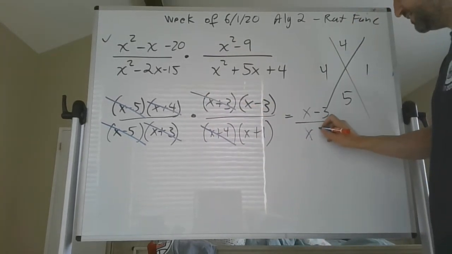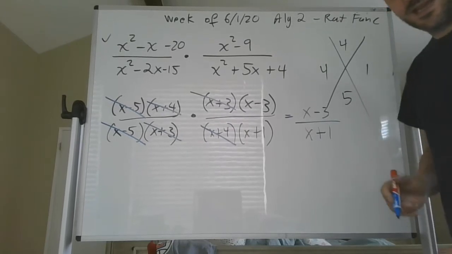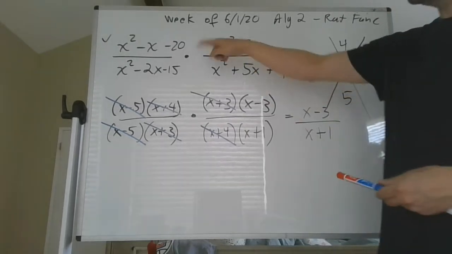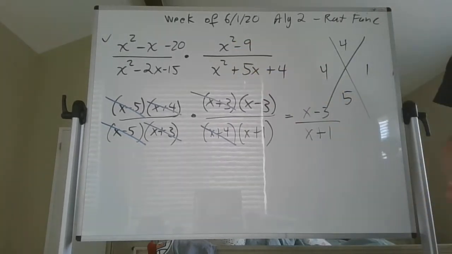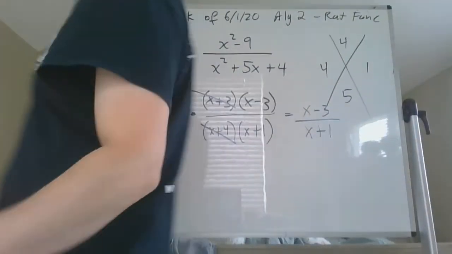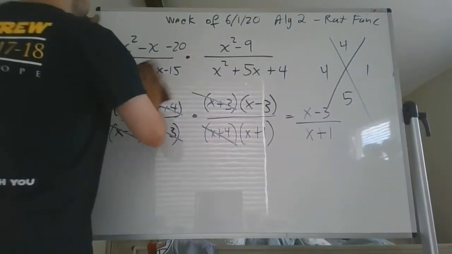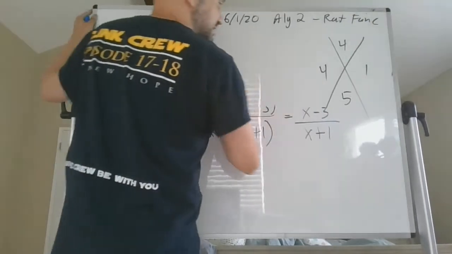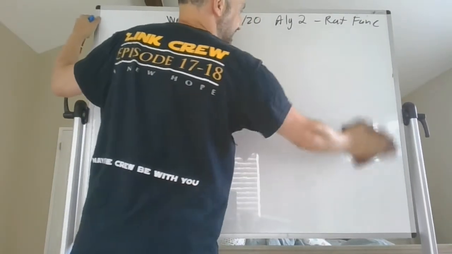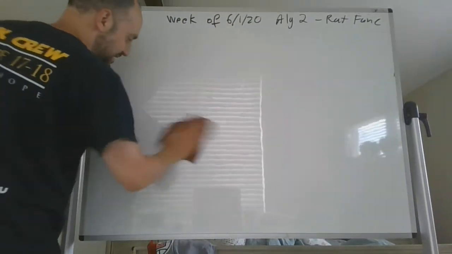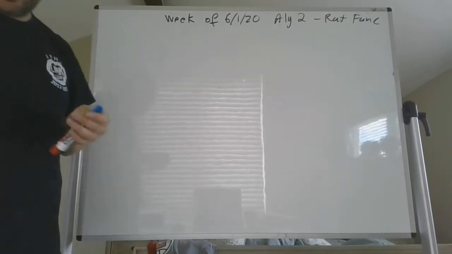Over x plus 1. And that's our final answer when you multiply these two fractions. Okay? All right. Let's do a division problem. And I'll be honest with you guys, division is the same thing as multiplying. Just remember, keep, change, flip.